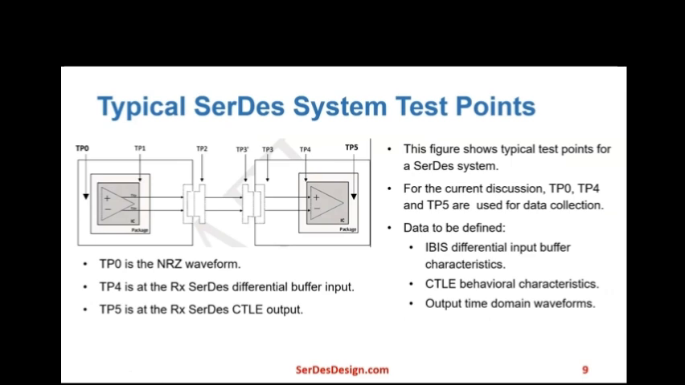TP0 is for the NRZ waveform. The data collected at TP4 is the Rx SerDes differential input. TP5 is the Rx CTLE output. The data collected includes the IBIS differential input buffer characteristics, the CTLE behavioral characteristics, and output time domain waveforms.